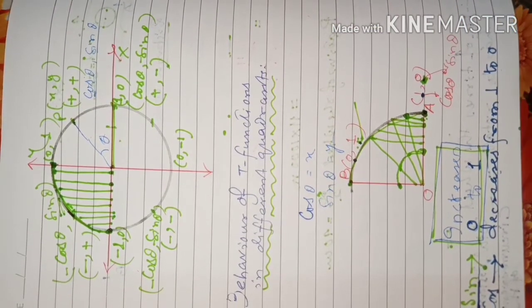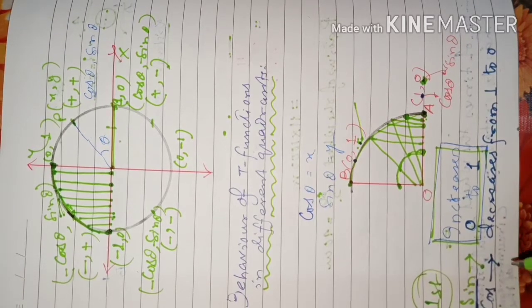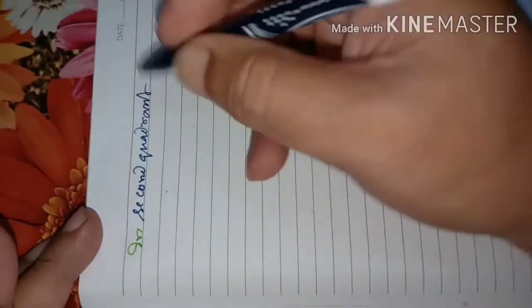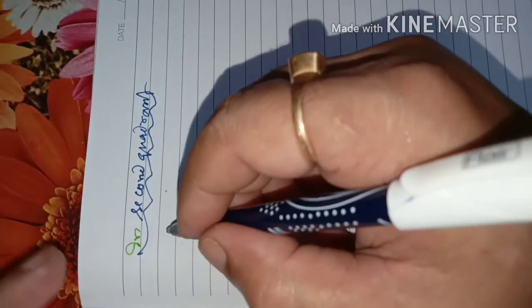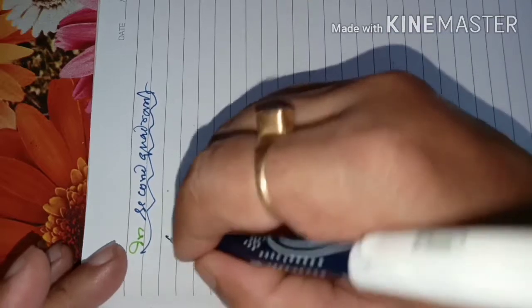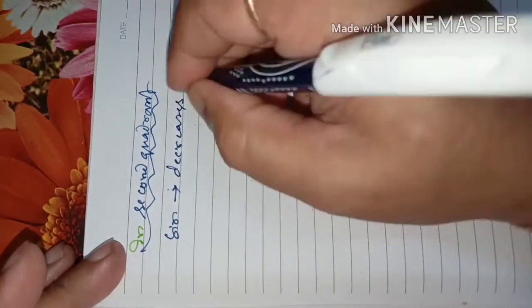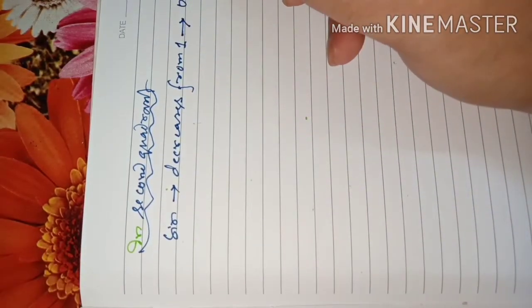What you can say? This is in the first quadrant. Then in the second quadrant, you can say like this: in the second quadrant, the value of sine theta decreases from 1 to 0. Sine decreases from maximum 1 it was, and now it is 0, 1 to 0.